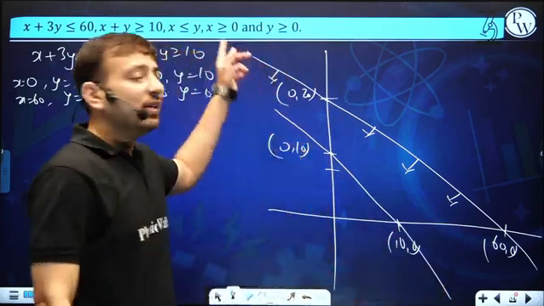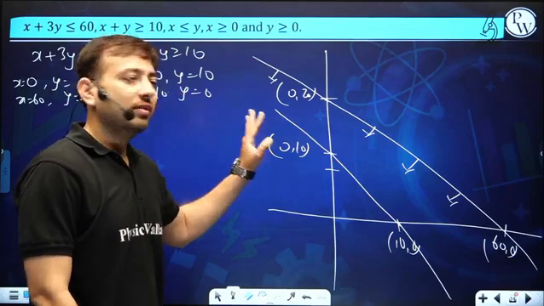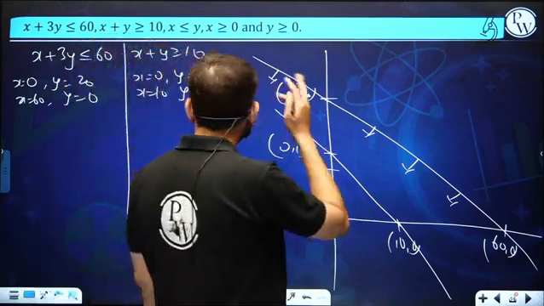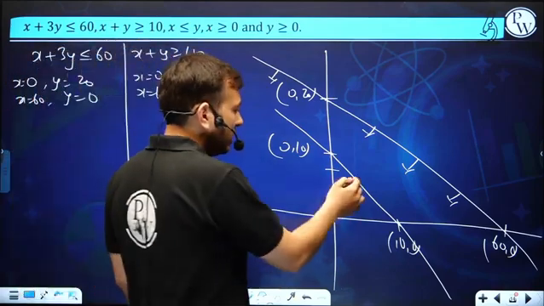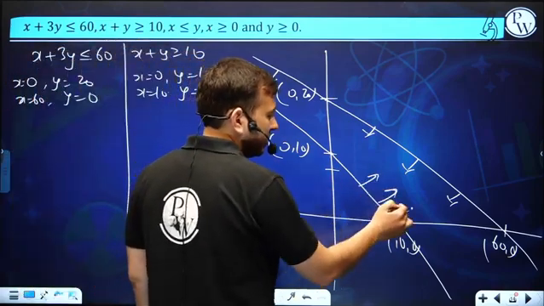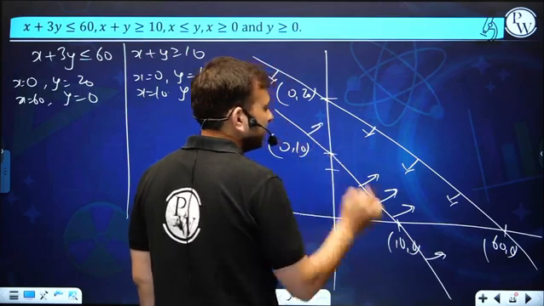So obviously it will meet at some point in the second quadrant. Now this much surety you need to have. Now put 0 comma 0. Is 0 greater than 10? No, sir. So I need the opposite of this. This region will be my answer.